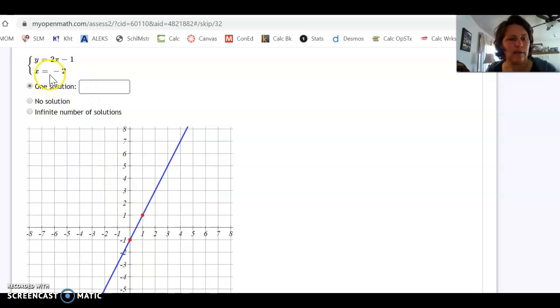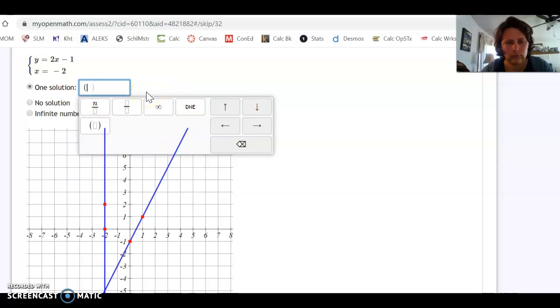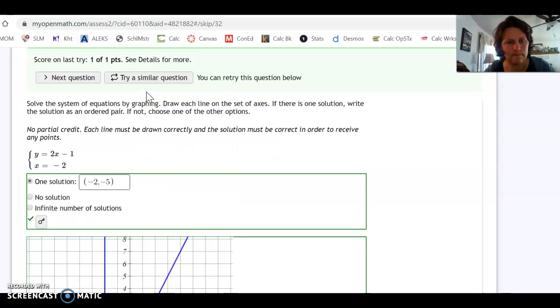Okay, and then we have x equals negative 2. So I'm going to go to the x-axis. The x-axis is this one here. And I'm going to go to negative 2, and I'm going to make a point right there. Then I want my line to cut through that axis. So make sure that line is cutting through the x-axis, slicing it. Okay, so where does that put our solution? It looks like our solution is at negative 2, comma, negative 5.